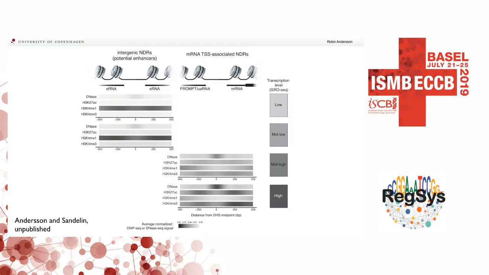So we can look at this in a bit more detail. What we did here was to split open chromatin regions into those overlapping mRNA gene promoters and those that are distal from mRNA gene promoters. So these are potential candidate enhancers in this case. And what we did next was to split these according to the transcription level, this time by GRO-seq. Most candidate enhancers actually end up in these two categories with low transcription, and most gene promoters that are transcribed end up in these categories.